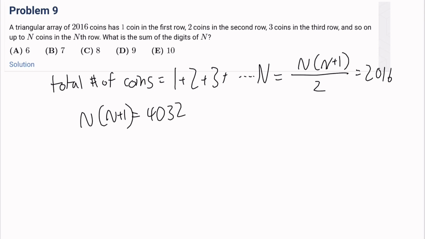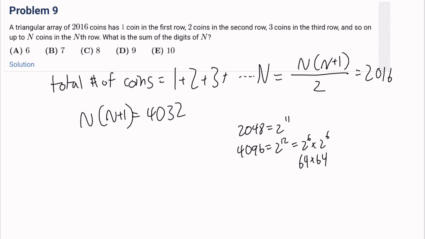And we know that 2048 is 2 to the 11th power, and 4096 would be 2 to the 12th power, and that would be 2 to the 6th power times 2 to the 6th power, and this is actually pretty close to 4032, and this is 64 times 64, right? And 4032 is less than 4096.